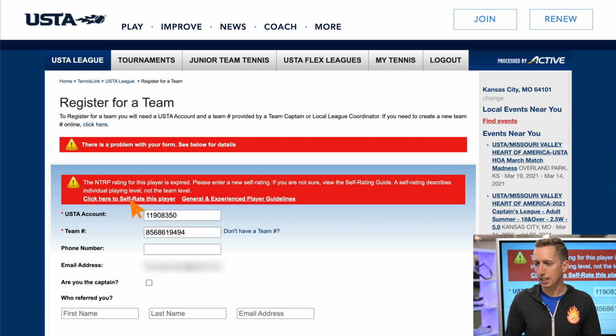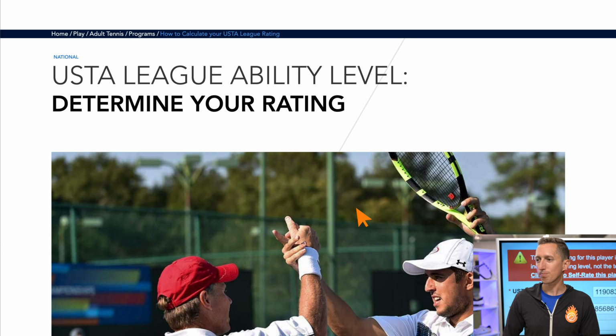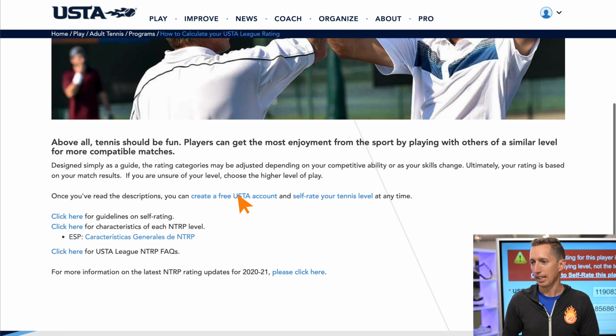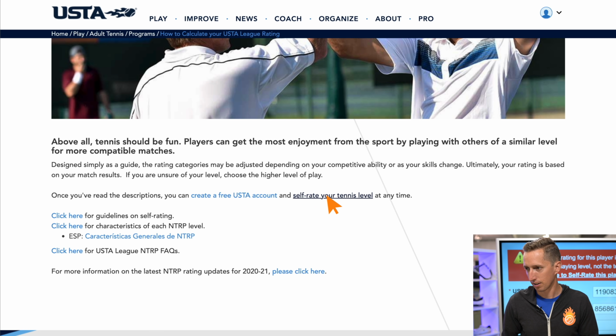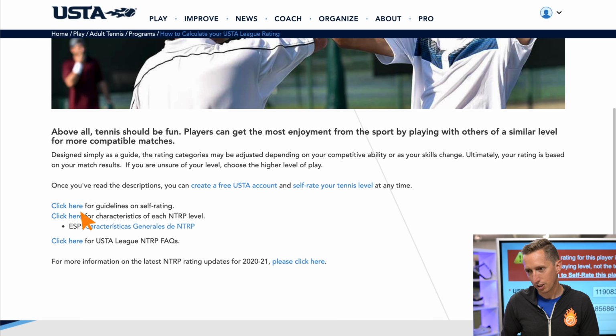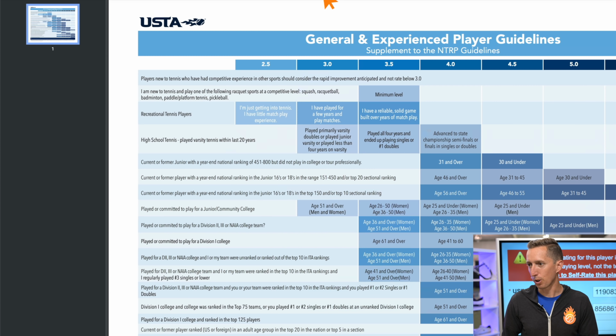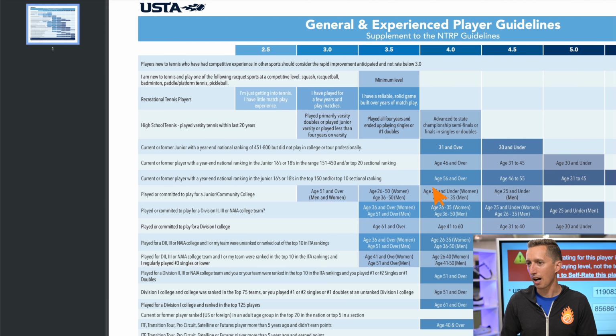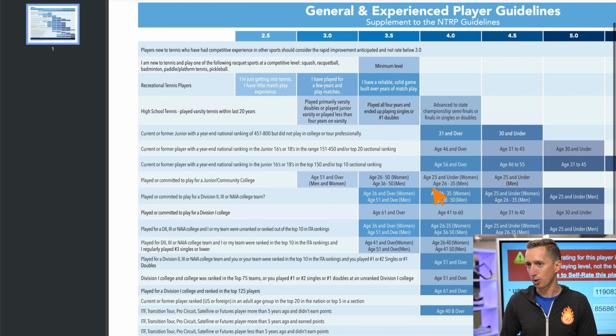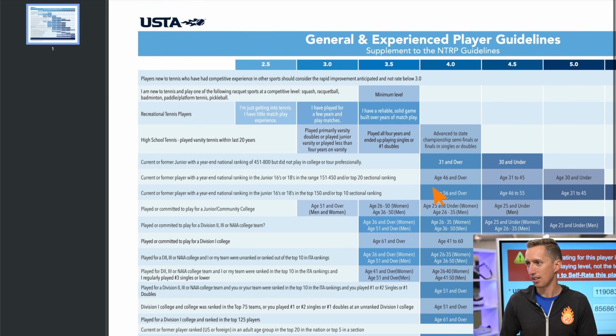And I clicked on this yesterday, and I want to look at it again because, this one, General and Experienced Player Guidelines. I think this chart right here, this takes you to a page here, and if you click here for guidelines on self-rating. I think this chart really perfectly illustrates how complicated and difficult this whole thing is.